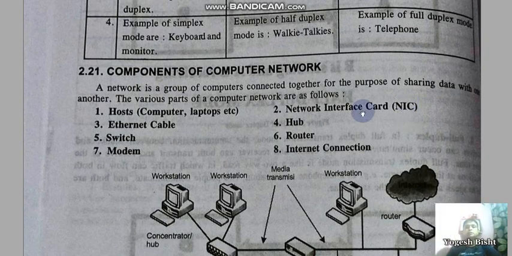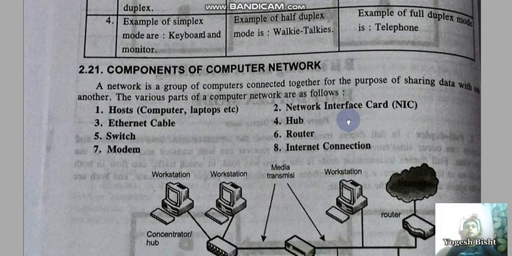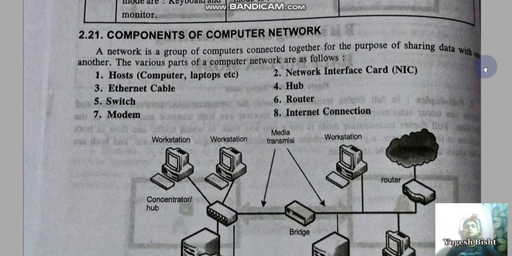Hello students, the next topic is components of a computer network. Component means the different resources we need to create a computer network. When we talk about a network, these resources are hosts, network interface card, Ethernet cable, hub, switch, router, modem, and internet connection.